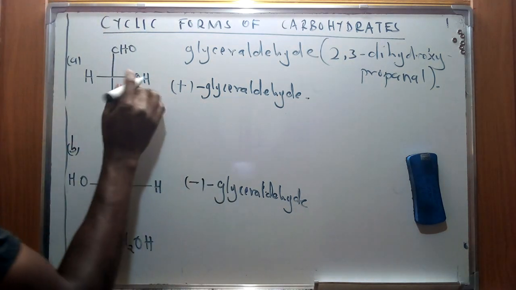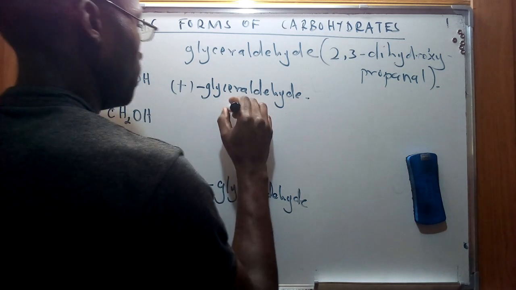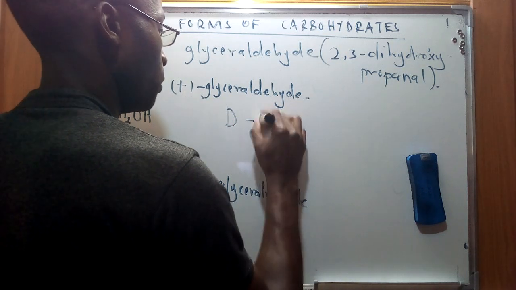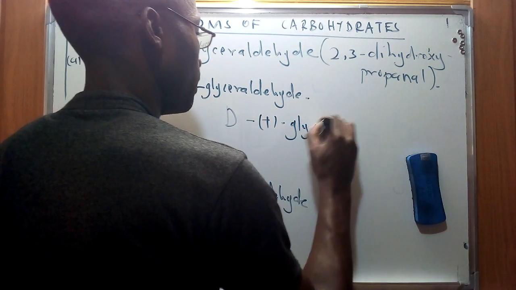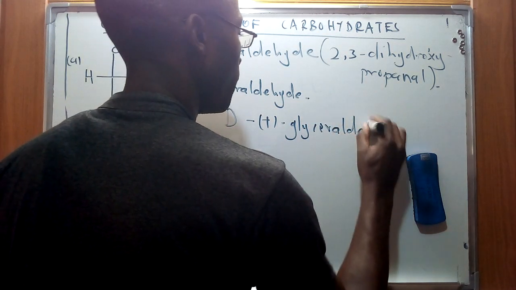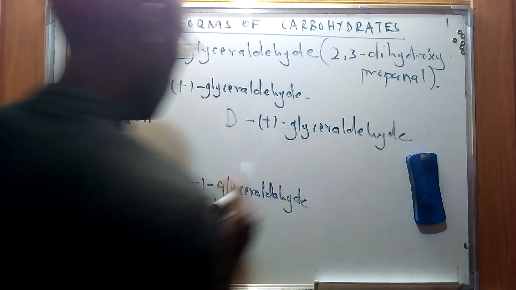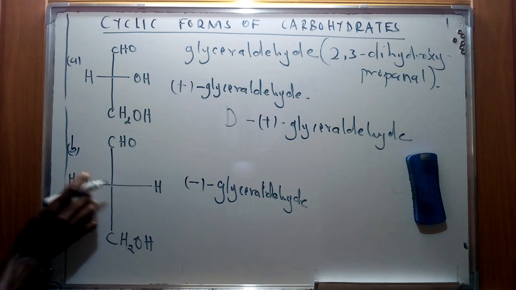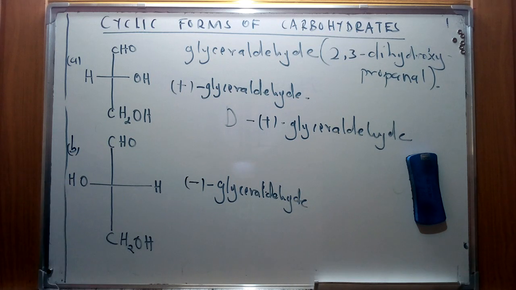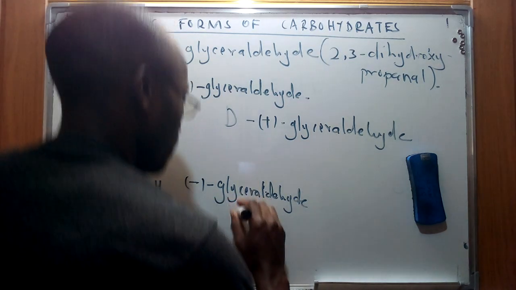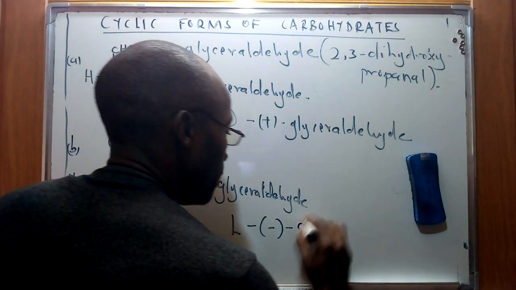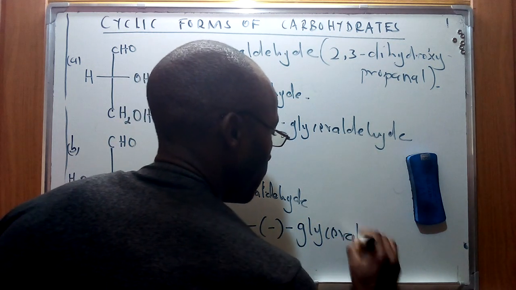So for a molecule with the OH still facing the right, for the D and L configuration, we're going to give it a D, therefore positive glyceraldehyde. And then the substance that has this specific orientation on the left side, we're going to give it as L, levo, negative glyceraldehyde.